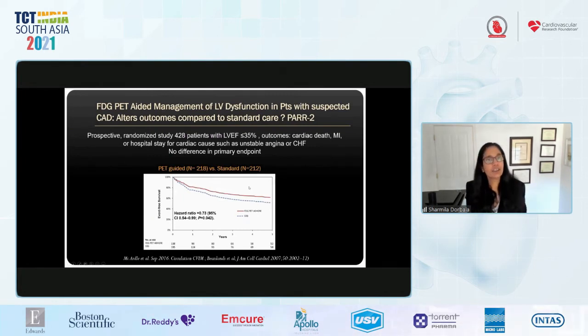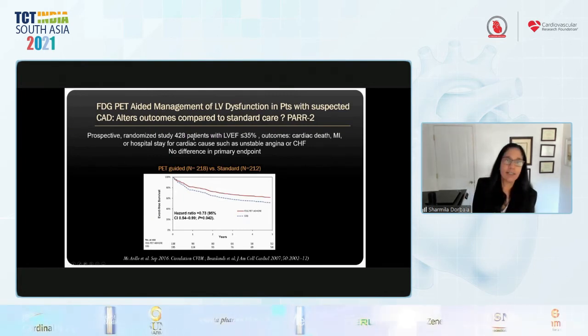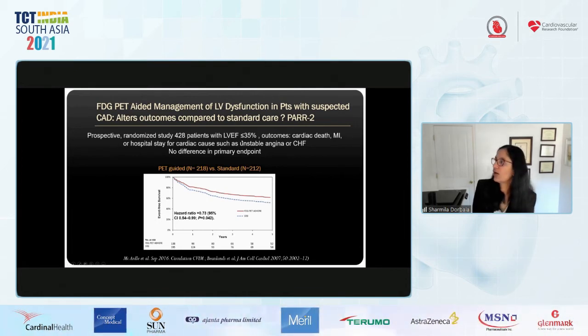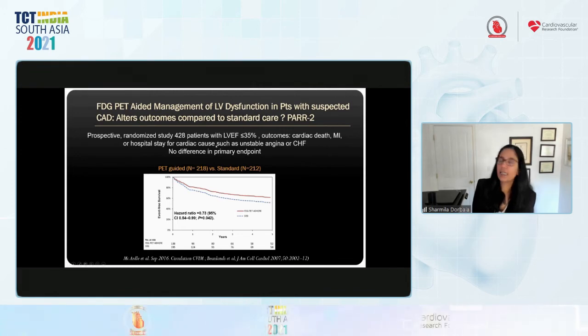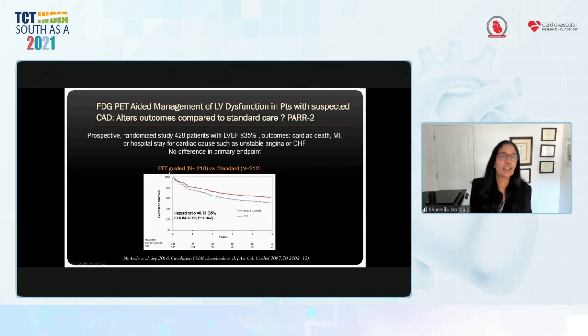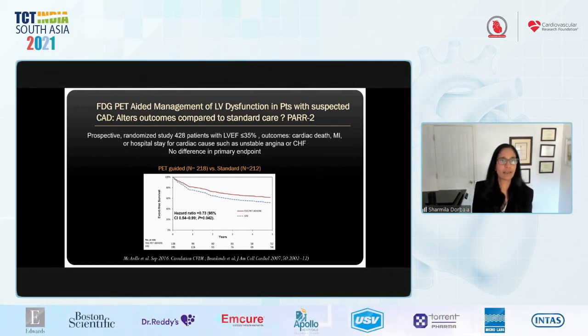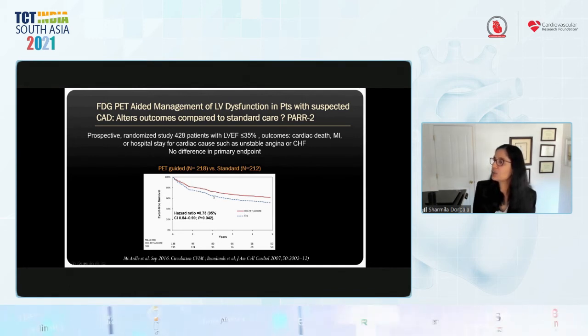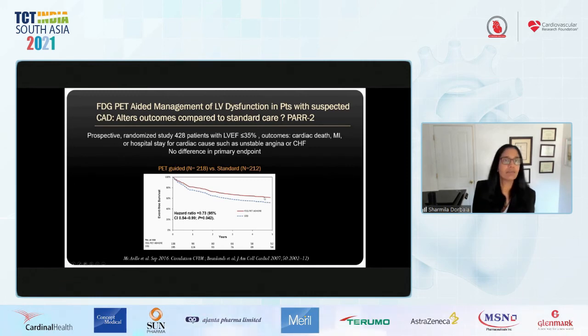This is another study, a prospective randomized study of 428 patients, all with EF less than or equal to 35, looking at outcomes of cardiac death, MI, and hospital stay for cardiac causes. Patients were randomized to a PET strategy versus a standard strategy. The primary endpoint was not different between the two groups. However, when the investigators looked at what they call PET adherent, where PET showed viability and patients were revascularized, or PET showed no viability and patients were not revascularized, that FDG PET adherent group tended to have better event-free survival compared to the standard group.